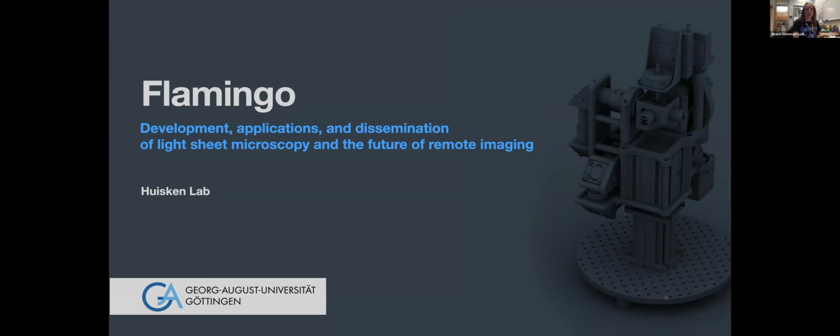As we know, the experimental setup and optimization is critical to streamline this process. His lab has developed a modular and portable light sheet microscope framework named Flamingo. And Jan will today talk about this new system in his presentation titled Flamingo: Development, Application and Dissemination of Light Sheet Microscopy.